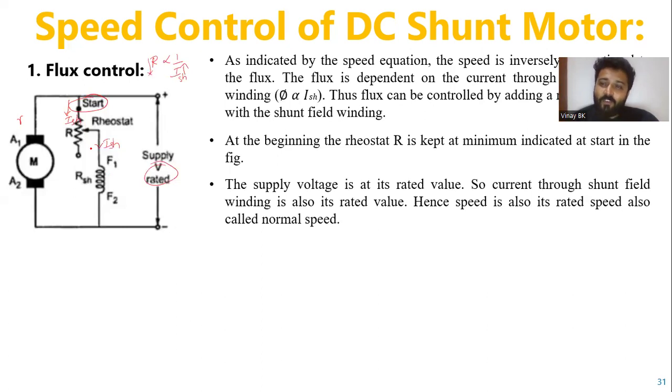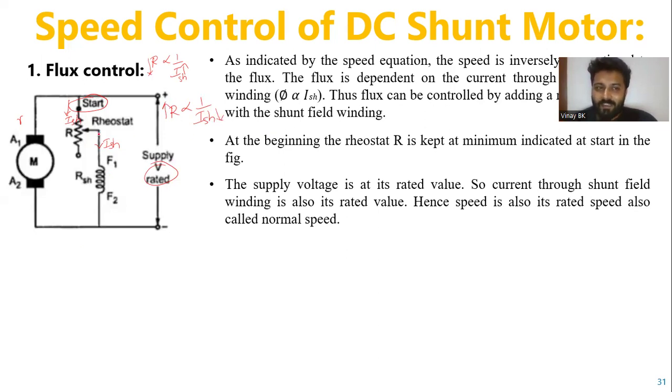Now you start to increase the value of the rheostat. The rheostat is nothing but a resistor, which is inversely proportional to ISH. If you increase the value of the rheostat, the current flowing through the shunt field winding decreases.